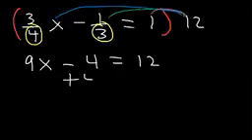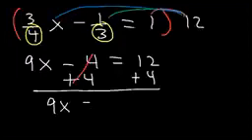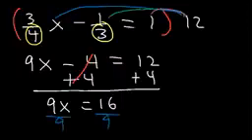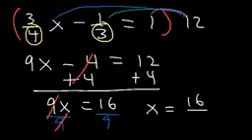So let's add 4 to both sides. 12 plus 4 is 16. And if we divide both sides by 9, we can see that x is equal to 16 over 9.